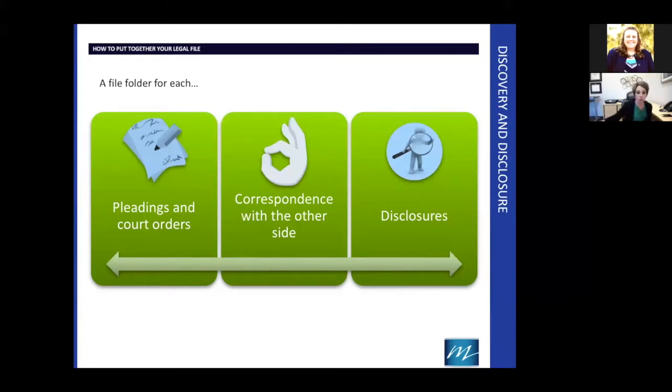And then disclosures. And the reason I asked Caitlin to go grab this book is because disclosures is a complicated word. It doesn't make any sense, right? It's not like how normal people speak. But Rule 49 of the Arizona Rules of Family Law Procedure lets you know what you must disclose. Those disclosures are not optional. They are required in every case.